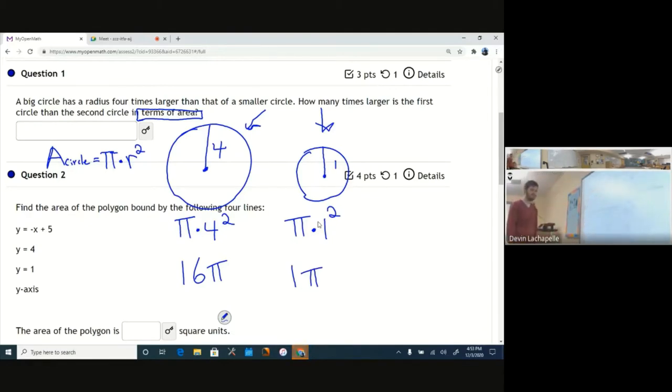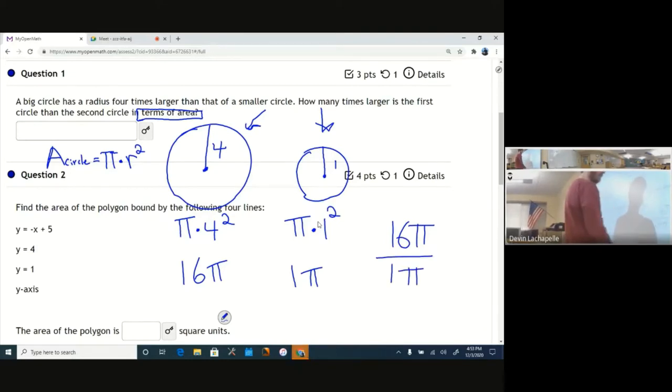Okay. Well, how many times bigger is 16 pi than 1 pi? Well, let's just do 16 pi divided by 1 pi. Pi divided by pi, let's cancel, that's just 1. And 16 divided by 1, that's just 16.